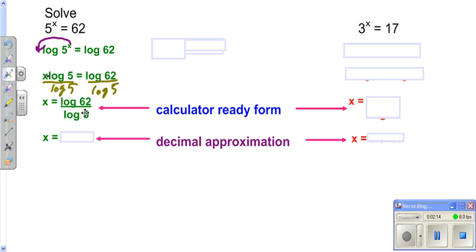So then you go ahead and type that into your calculator to get the decimal approximation, and we will get this here. When you type it into your calculator, go log of 62, make sure you close the parenthesis, then you're going to hit divide, and then go log of 5.